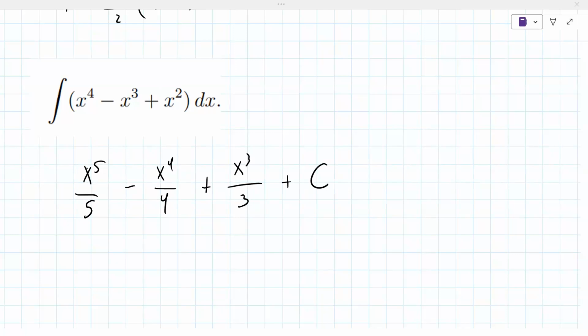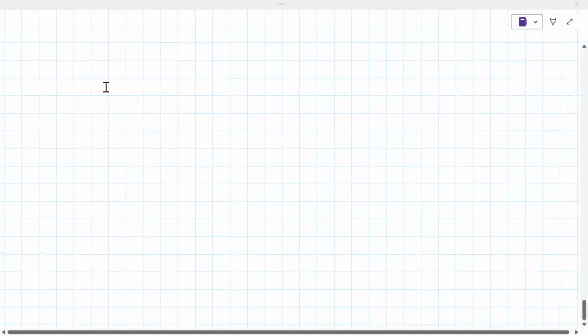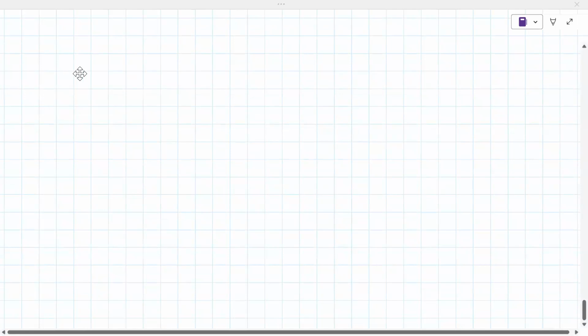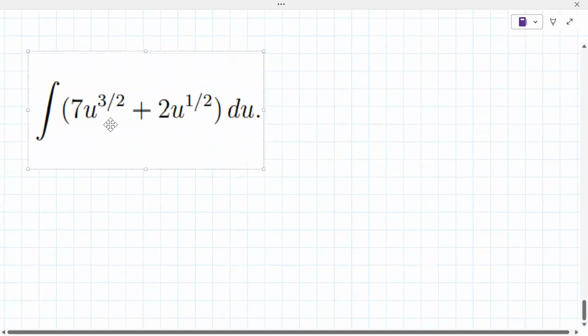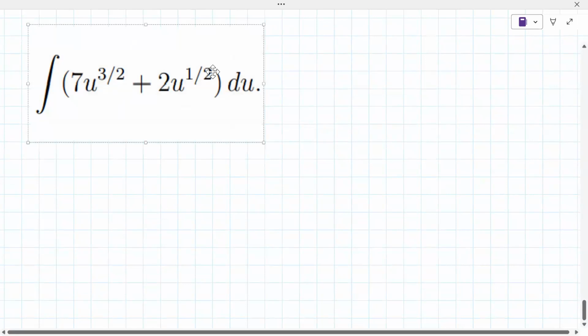Okay, so let me give you another one here to try. So they can use different variables. It doesn't have to just be X. If you don't like X, or don't like the letter, just change it. But you might see something like this.